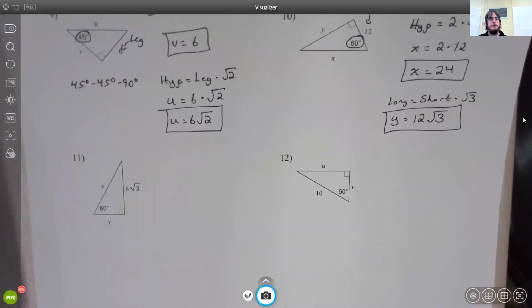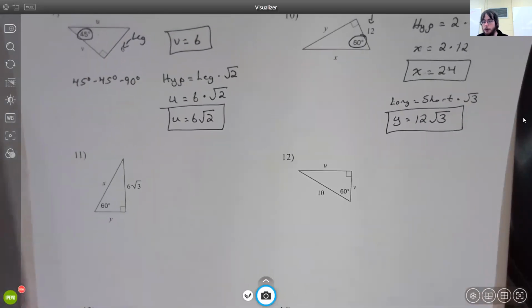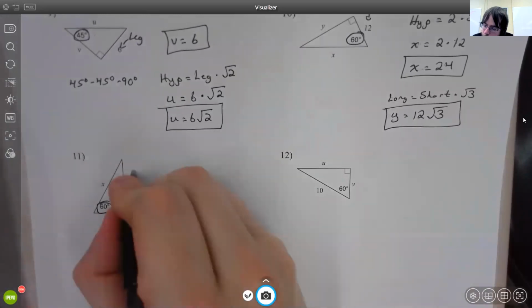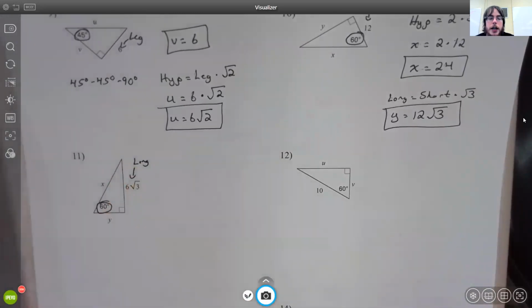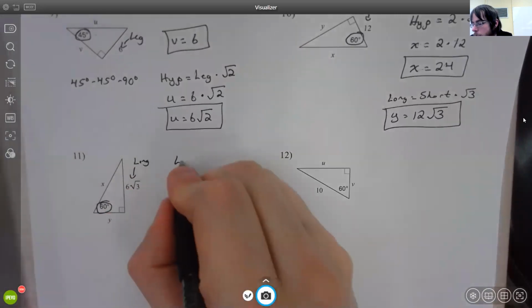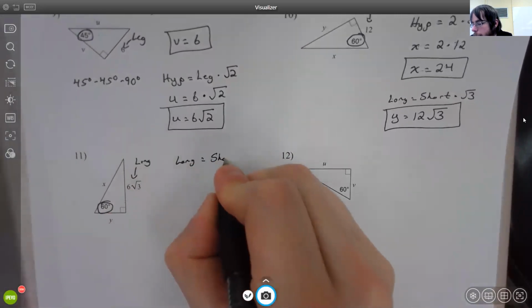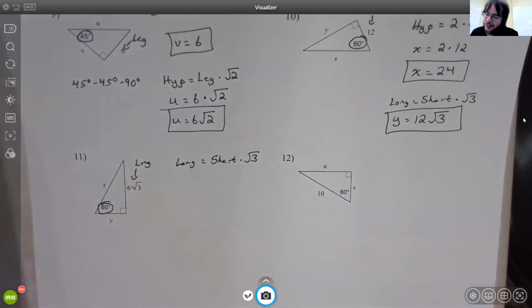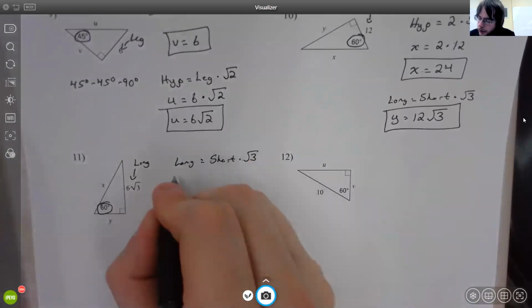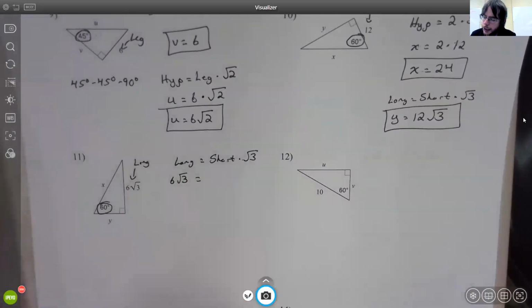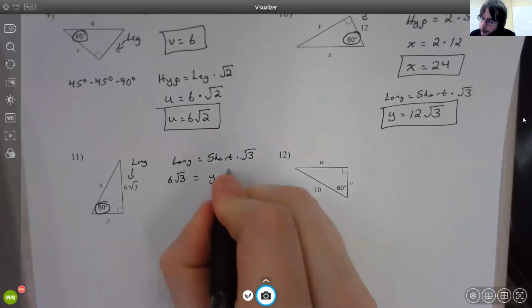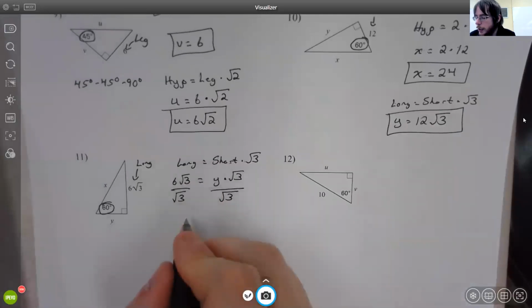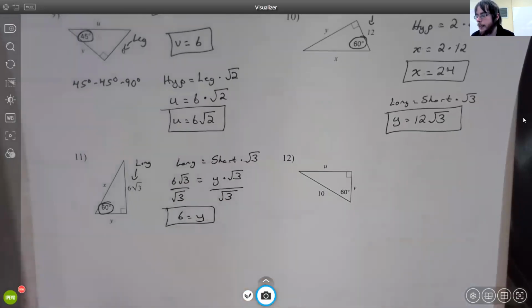All right, number 11. You have a 30, 60, 90 triangle, and this time you're given the long leg, so you need to find your short leg first. So the long leg is equal to the short leg times root 3. Your long leg is 6 root 3. Your short leg is y times root 3. Divide both sides by root 3, and you get that 6 is equal to y.